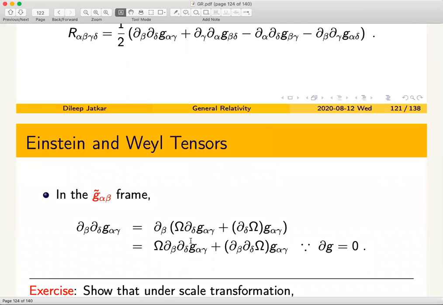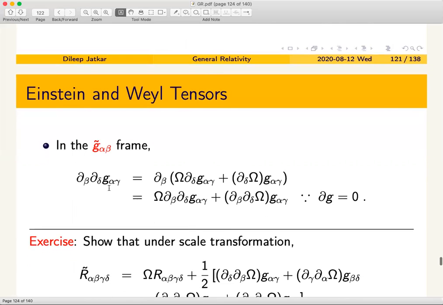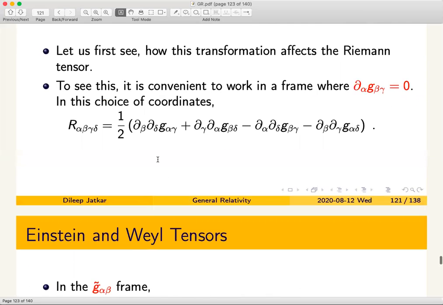So therefore we land up with only this term here, and same here in this case: del beta now has to act on del delta of omega, because if it just goes across and acts on G, then that term would involve derivative of omega multiplied by derivative of G. But derivative of G again vanishes because we are working in that choice of frame. So this expression becomes simple: either both derivatives act on G or both derivatives act on omega. Fine. So what we need to do is to take these pieces and plug them back into this.